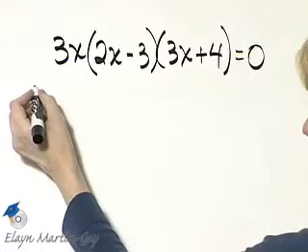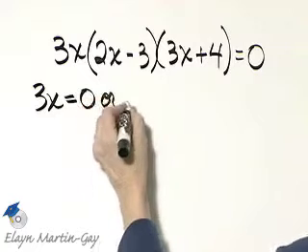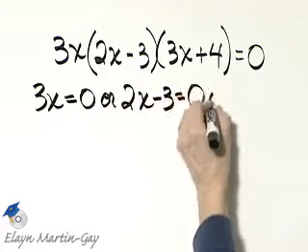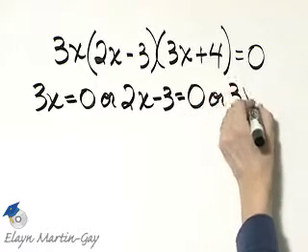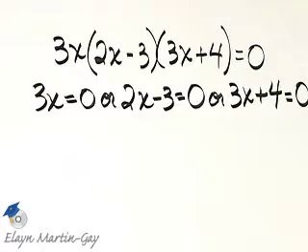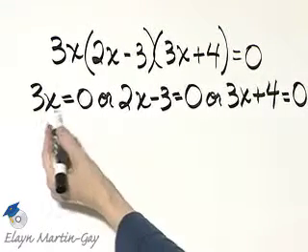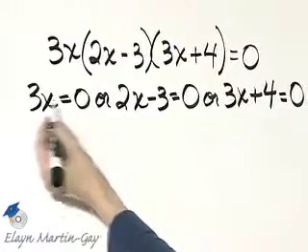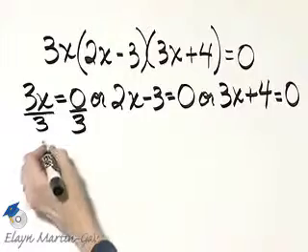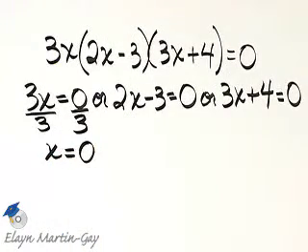If this is true, then 3x is equal to 0, or 2x minus 3 is equal to 0, or 3x plus 4 is equal to 0. And now let's solve each of these equations. To solve this one, it does contain the variable x. We'll divide both sides by 3. And notice that x then is 0 over 3, or simply 0.